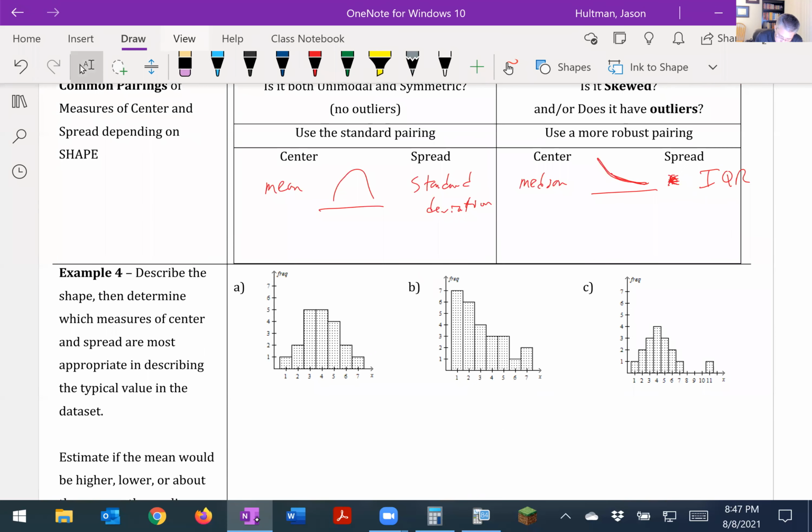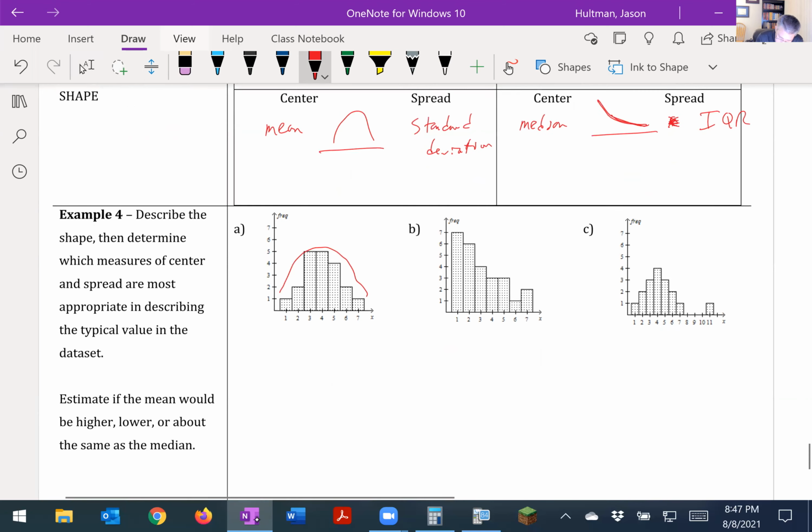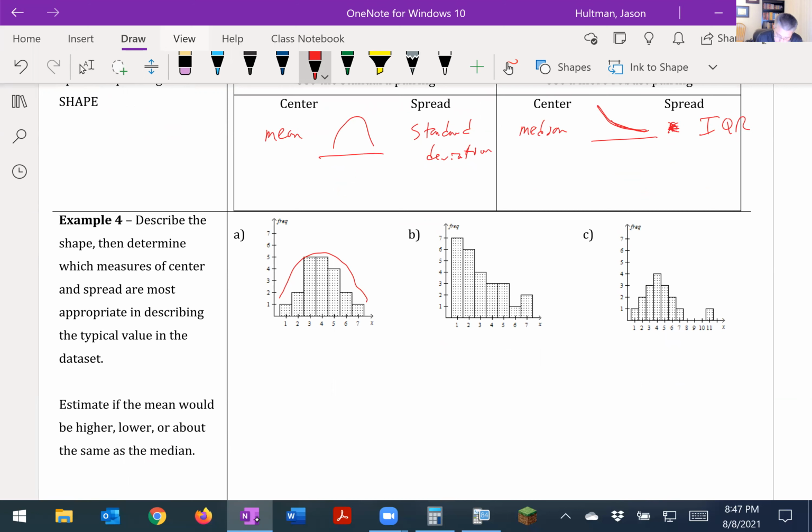Describe the shape, then determine which measures of center and spread are most appropriate in describing the typical value in the data set. So this looks like it's pretty much unimodal and symmetric. It says estimate if the mean would be higher, lower, or about the same as the median. Well, here I'd want to use the mean and the standard deviation. And would the mean be higher, lower, or about the same? It would be about the same. So the mean is about the same as the median.